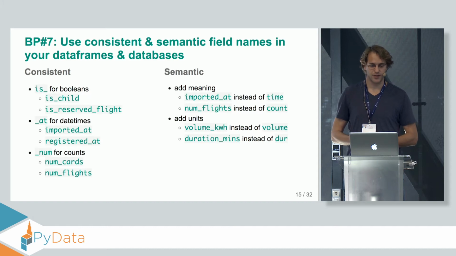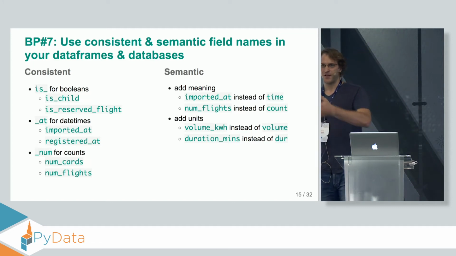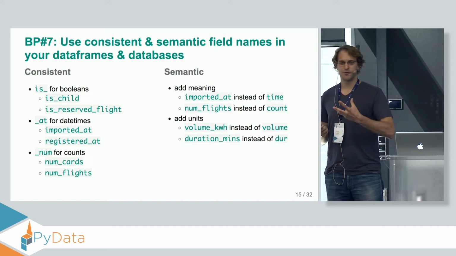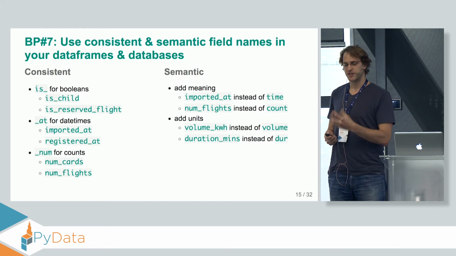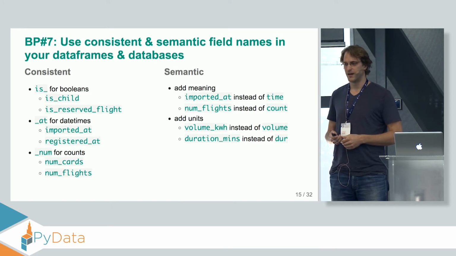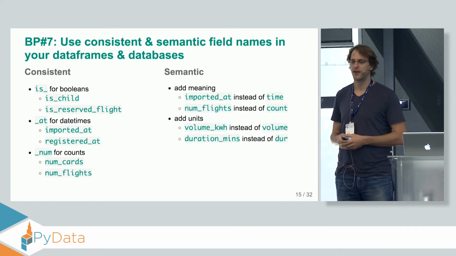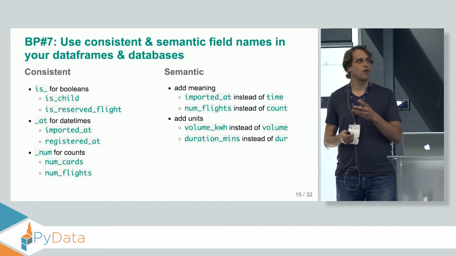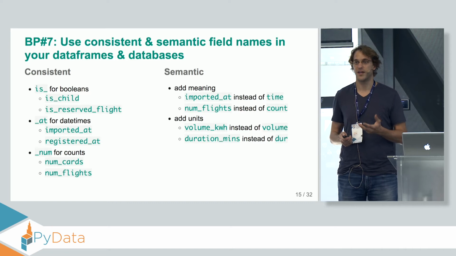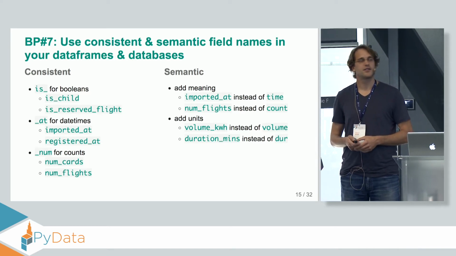Another one, use consistent and semantic field names in your data frames and databases. This is such a huge time saver. I often see a table, and what I want to do is have a quick understanding of what a table or a data frame is about, and by applying a few simple principles, I'm able to do so. So I'll just pick two. One is to have consistent naming. For example, a very simple one, prefix all Boolean fields with is or has. That really helped.